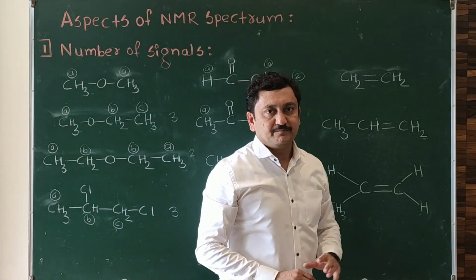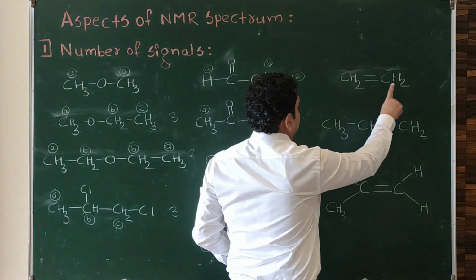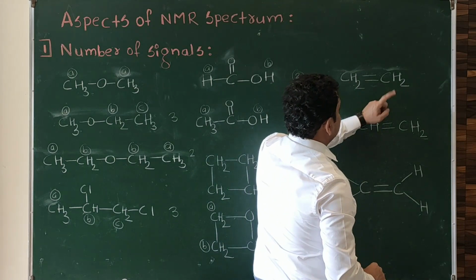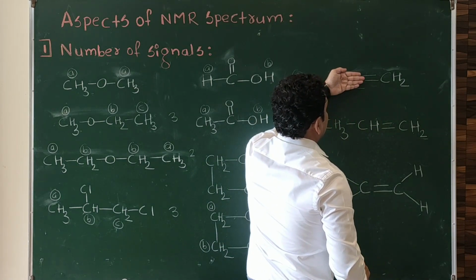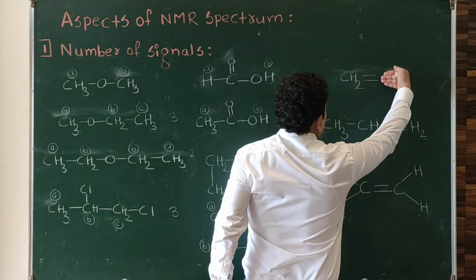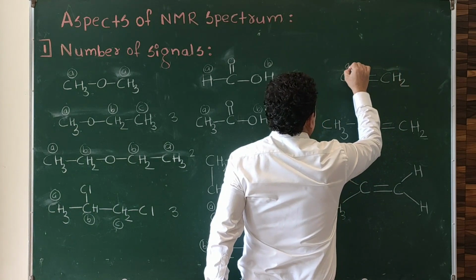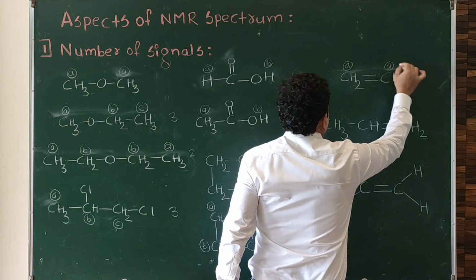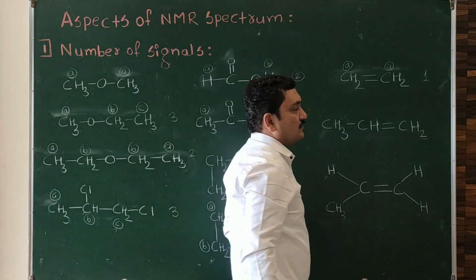Now the ethene one, that is ethylene, CH2. We will check the environment. Its environment is CH2, its environment is also CH2. So with an equivalent, identical environment, they will give the same signal. The number of signals will be 1.